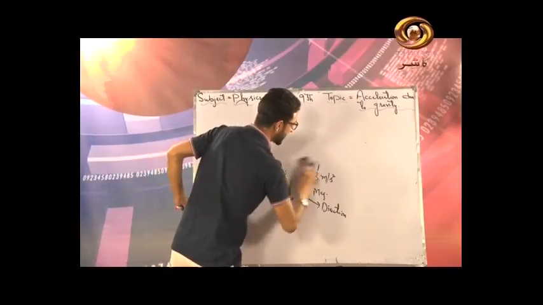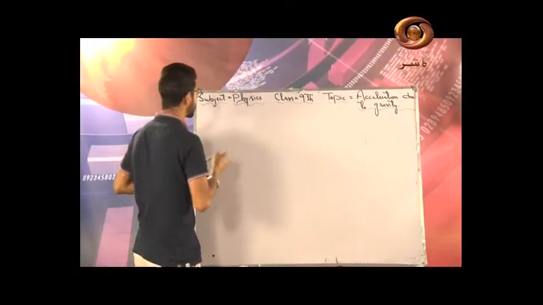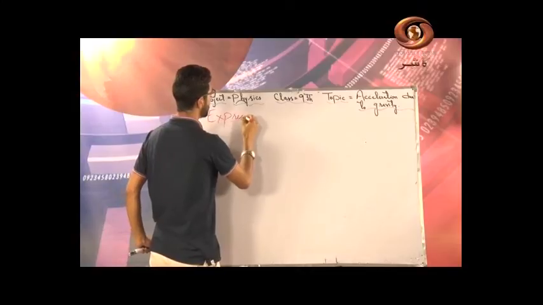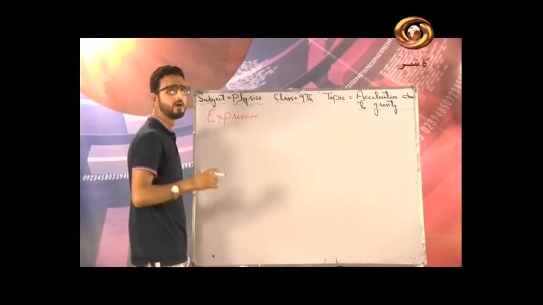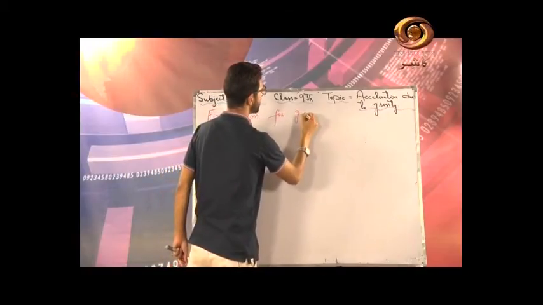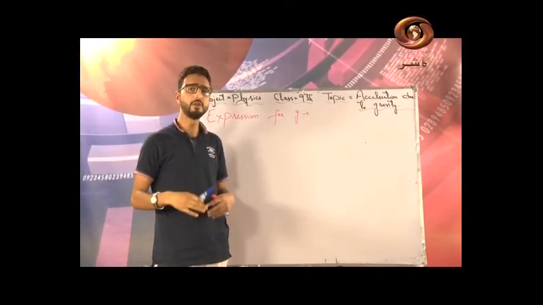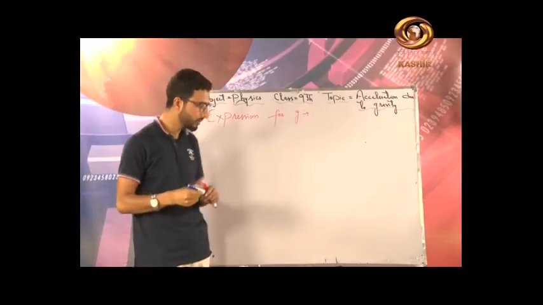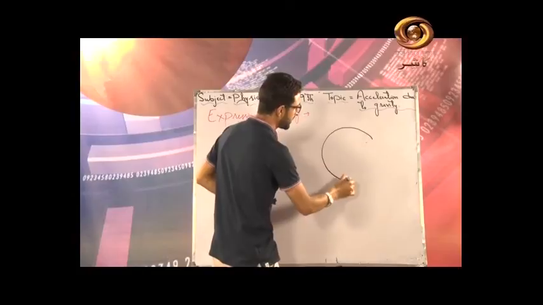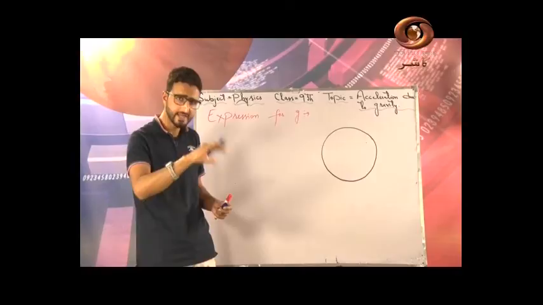Now let us try to derive the expression for small g. So let me write here the expression for acceleration due to gravity, I mean on what factors it depends. So this is the expression for small g, that is acceleration due to gravity. Let us try to verify the factors upon which this small g depends. Okay, for this, what will I consider? Let me consider the Earth to be a perfect sphere, but actually the Earth is not a perfect sphere. Let us assume it here.